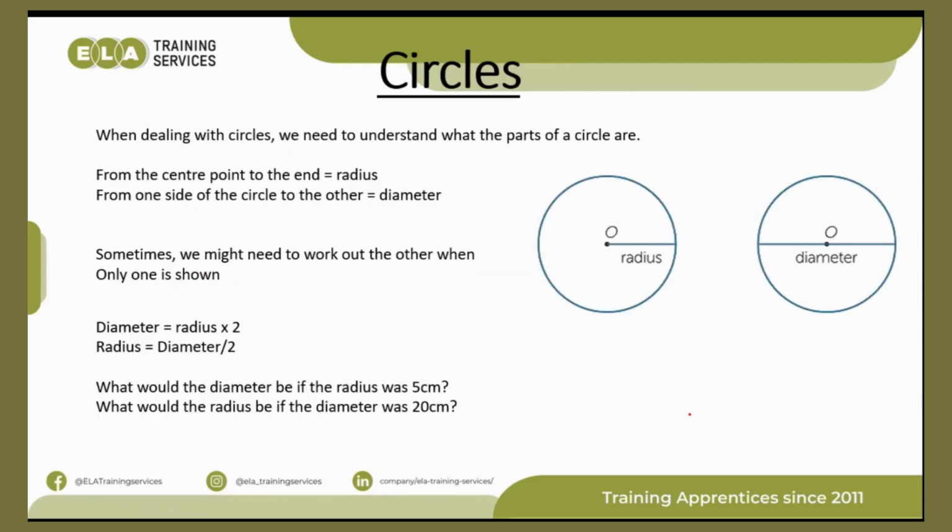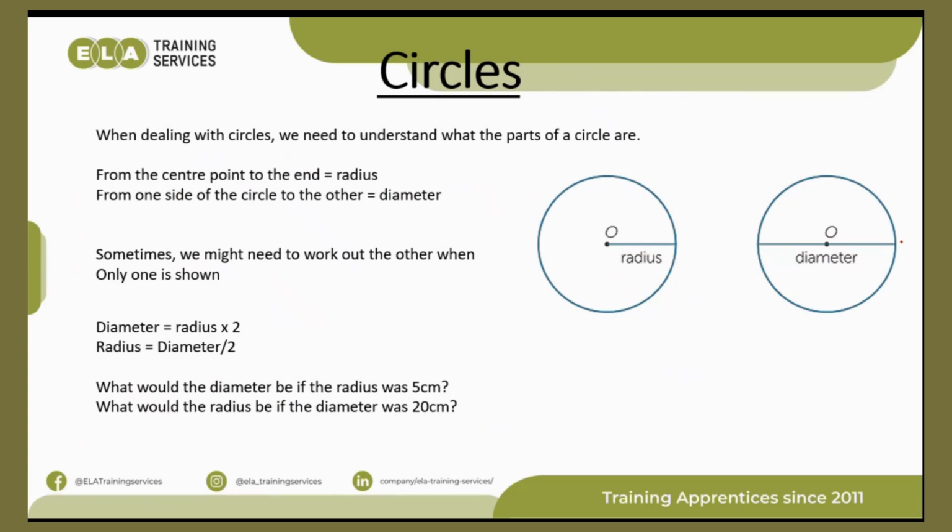So one of the alternative shapes that you might be asked to deal with perimeter is circles. Before we deal with anything to do with circles, we've got to understand what the parts of a circle are, because each part of a circle is used for different parts of questions. For example, radius and diameter are separate parts of a circle; some are used for perimeter, some are used for area. From the center point to the end of the circle, this is known as the radius.